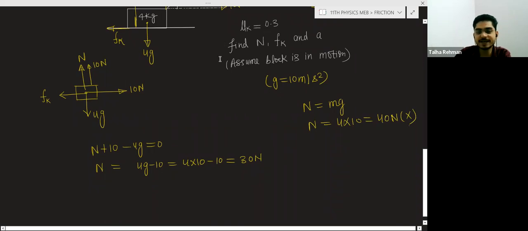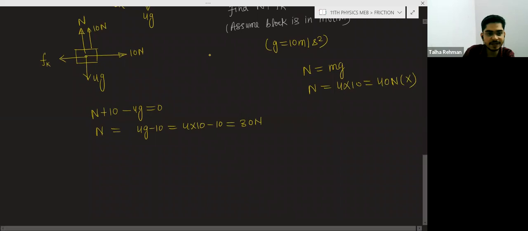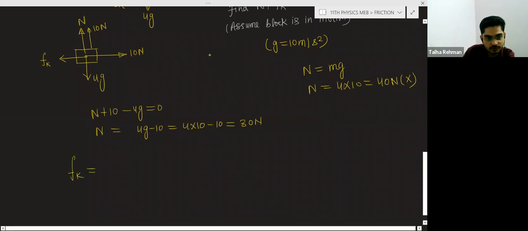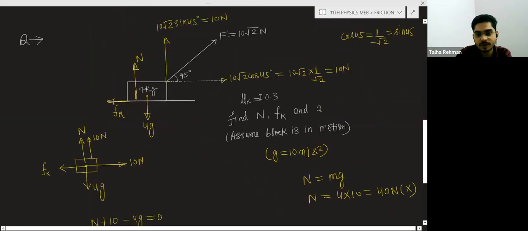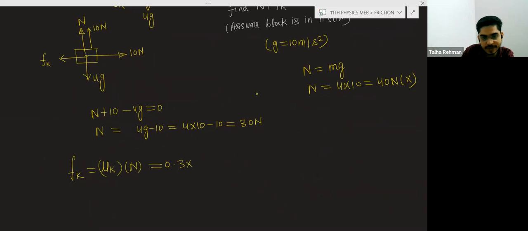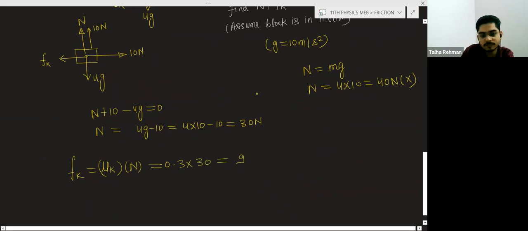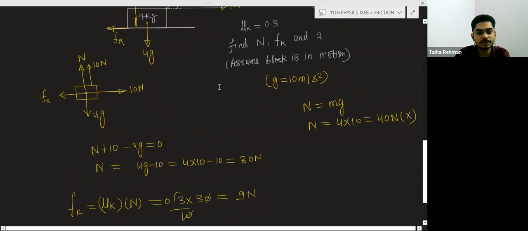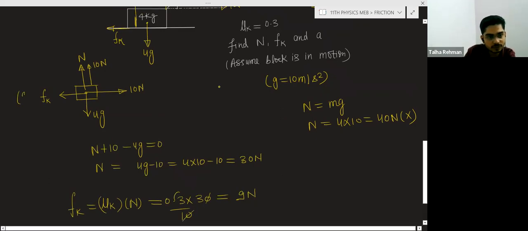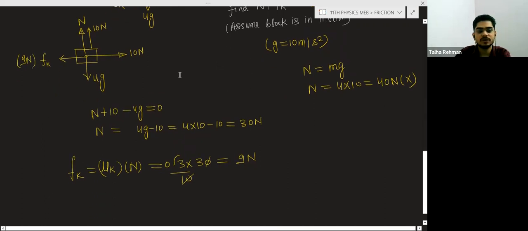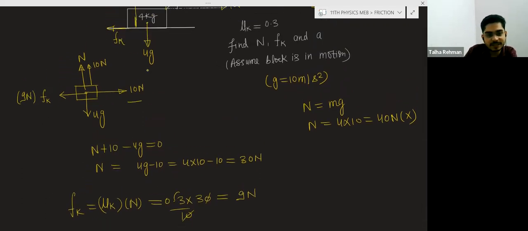Now, the kinetic friction force will be the coefficient of kinetic friction into the normal reaction. This is the formula. The coefficient of kinetic friction is given as 0.3, and the normal reaction is 30, so this will become 9 newton. So basically, what is the value of the kinetic friction force? 9 newton. So in this direction, there is a force of 9 newton.